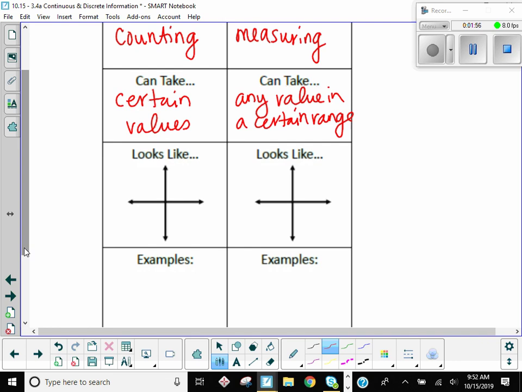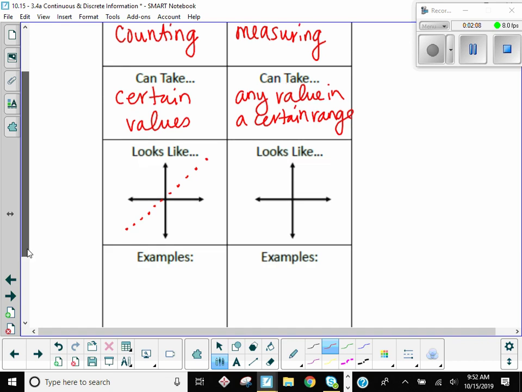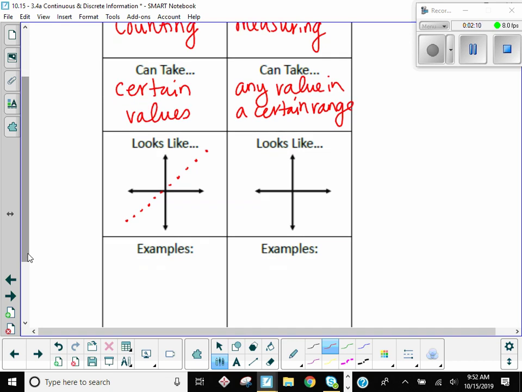Discrete information looks like what? Dots, right? It could be all over the place if it was a scatter plot. If it had a linear relationship, it would look like this. It can have different kinds of relationships. Whereas continuous information would look smooth, with no breaks in it.